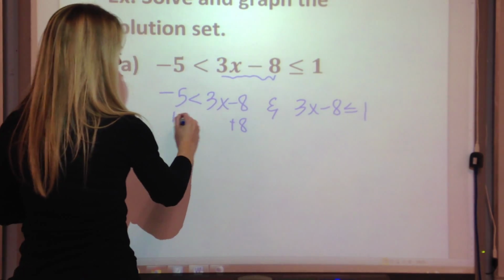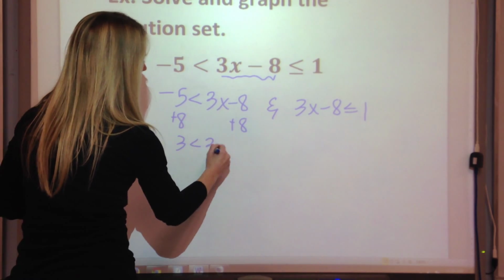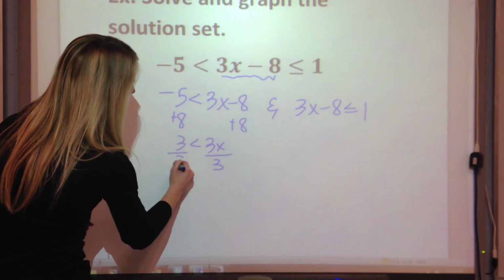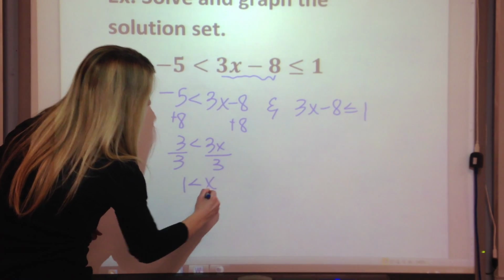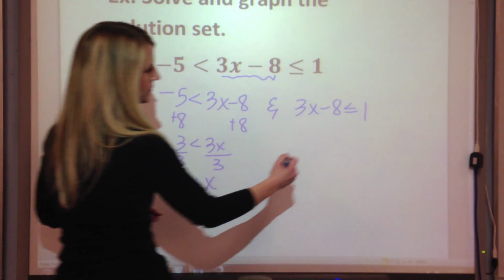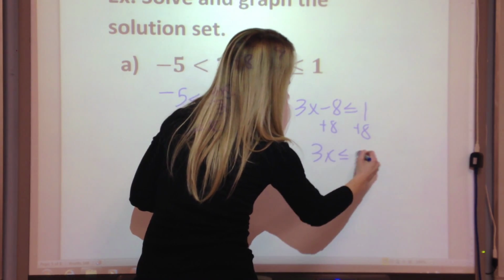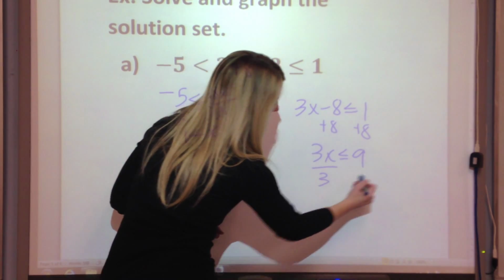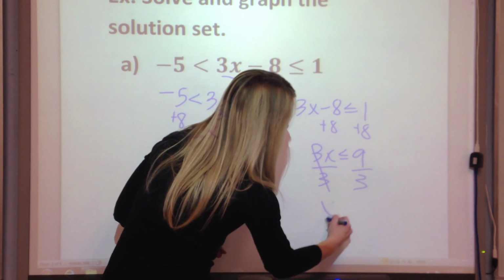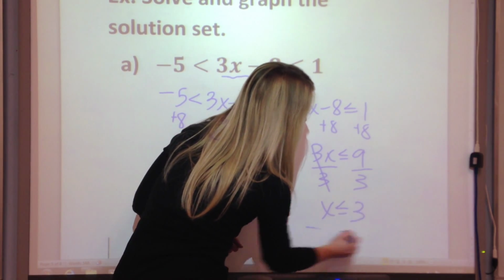So I add 8 to both sides. So 3 is less than 3x. Divide by 3. 1. X is greater than 1. Over here, add 8 to both sides. 3x is less than or equal to 9. Divide by 3. X is less than or equal to 3.